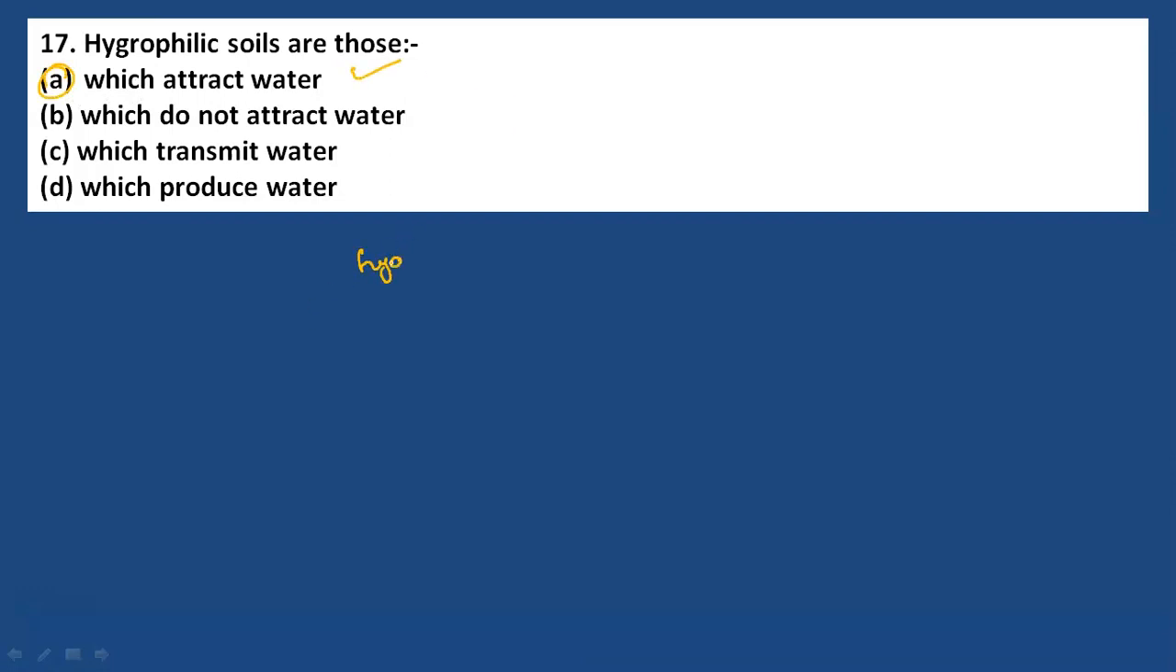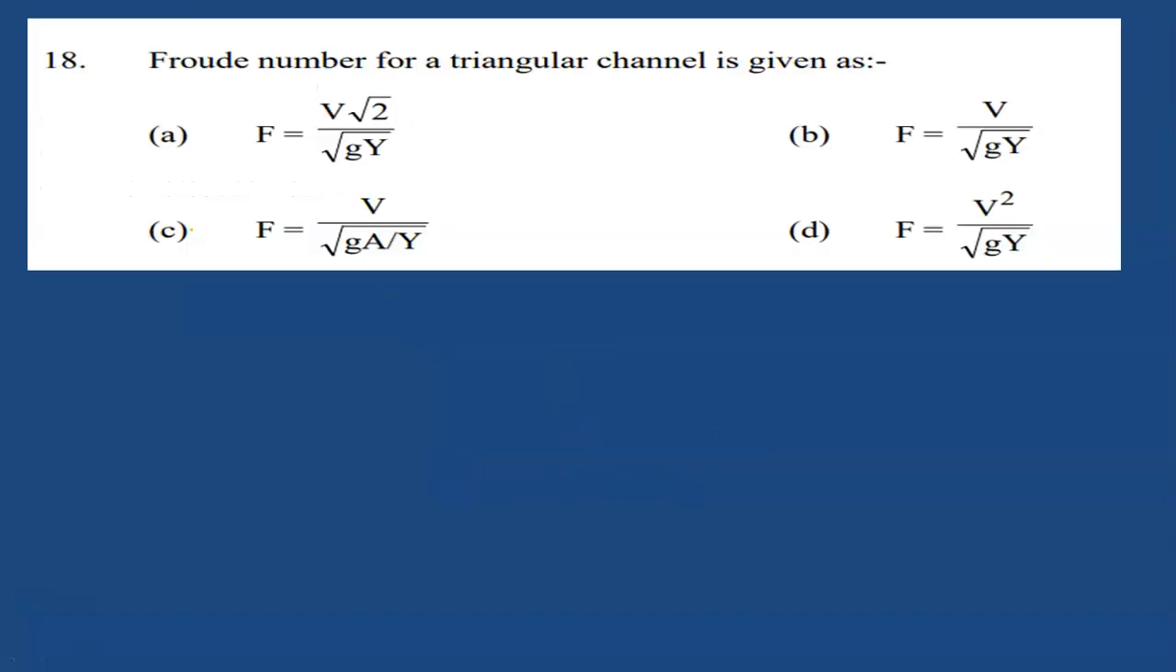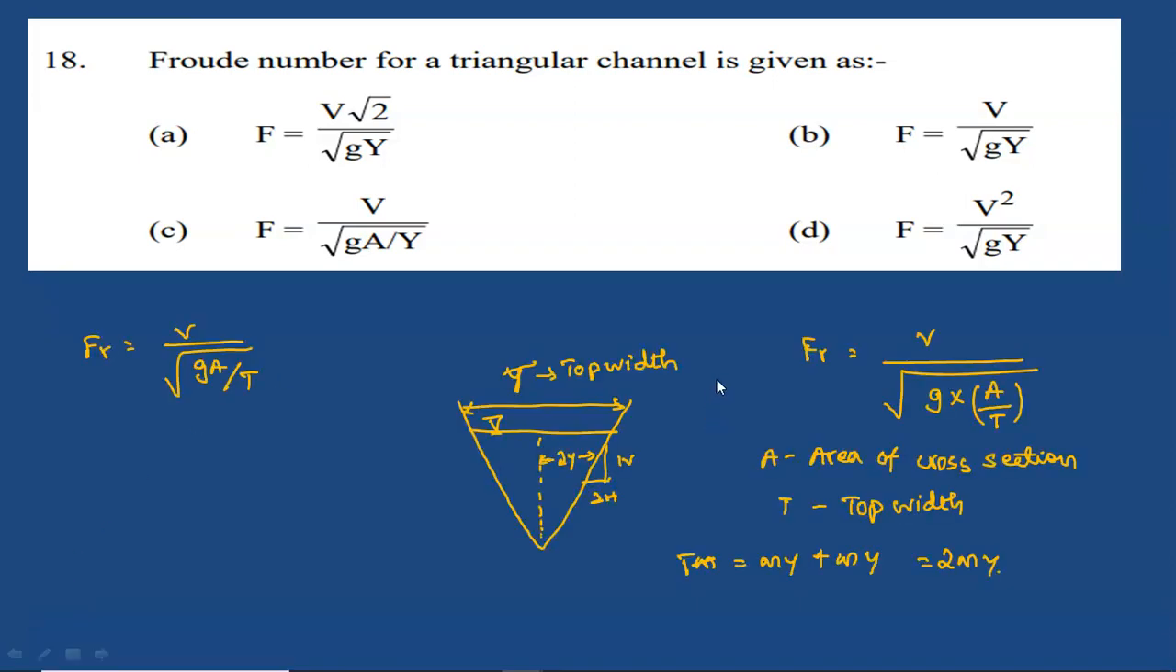So for hygroscopic water, it is tightly bound by the soil by adhesion forces. It is not readily available to the plants. Okay, here the correct option is option A, hygroscopic soils which attract the water. So next, the Froude number of a triangular channel is given as. So Froude number means, we can draw the diagram. Here T represents the top width and this is 2y, which is a triangular channel. So the Froude number is given by V divided by root of gA by T.